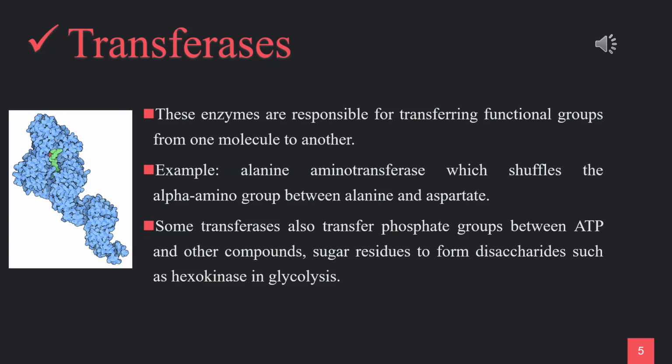For example, we have an enzyme called alanine aminotransferase, which transfers or shuffles amino group between two amino acids, which is alanine and aspartate. There is another type of transferase enzyme which transfers phosphate group between ATP molecule or other compound, such as hexokinase enzyme in the glycolysis process.